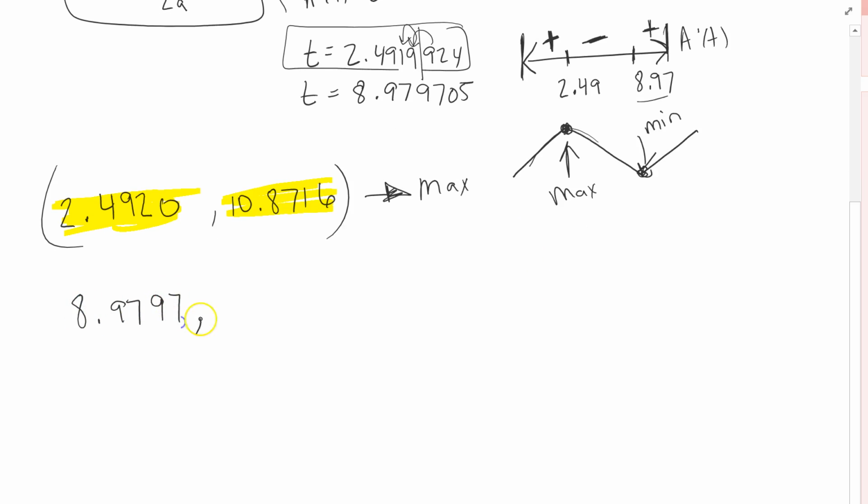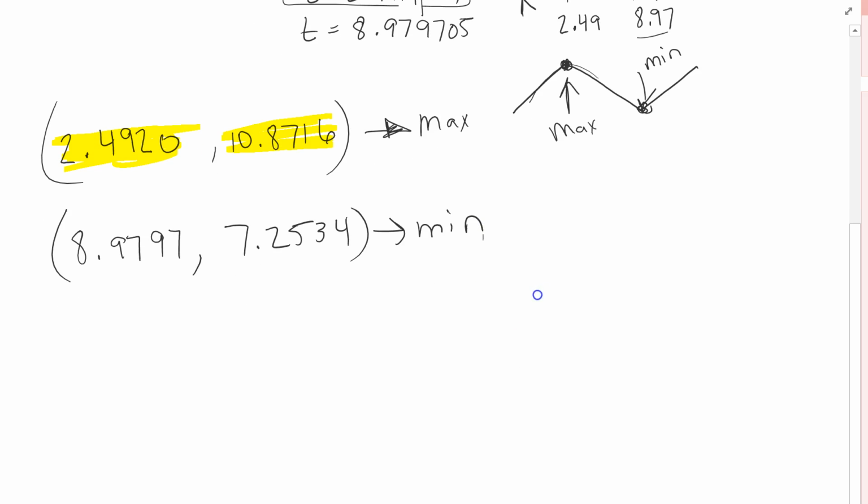And when I plug that in, I get 7.2534. This is the minimum point. Depending on what it's asking, you want to make sure that you're plugging in the maximum and the minimum. And then the graph of the function in my MyMathLab, it's a little tedious.